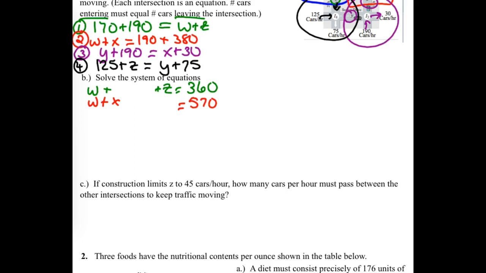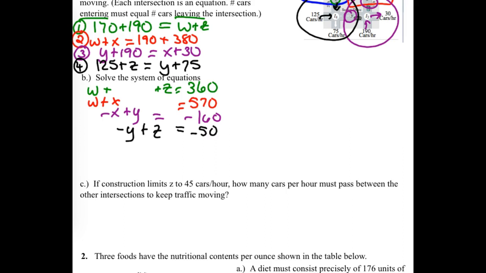My third equation, this one has a Y on one side and an X on the other. I need to put those both on the left side. So I'm going to subtract an X, and I'm going to still have the Y that was already there. On the other side, I'm going to subtract the 190 over, which is going to put me at negative 160. And for my fourth equation, same thing, I'm going to have to bring the Y to the left side, so it's going to be a negative Y. I already have a Z over there, and that would equal, if I bring the 125 to the right side by subtracting, I'm at negative 50.